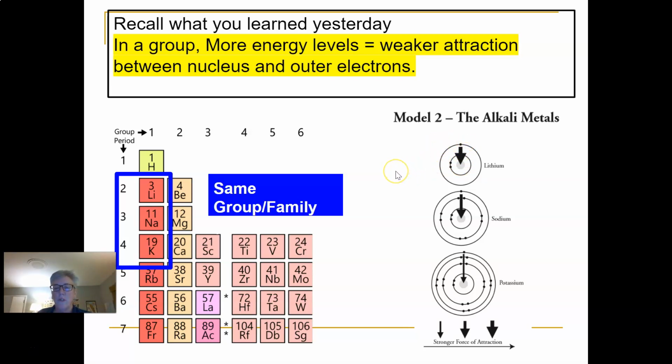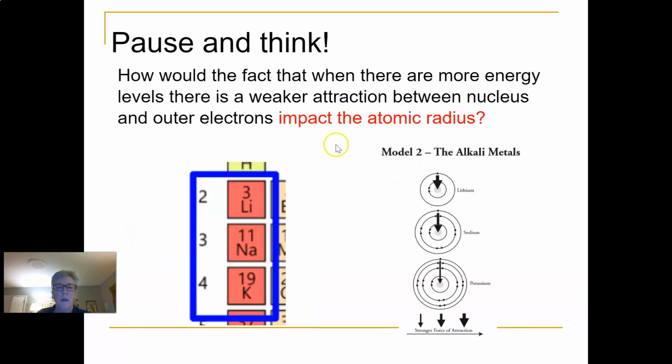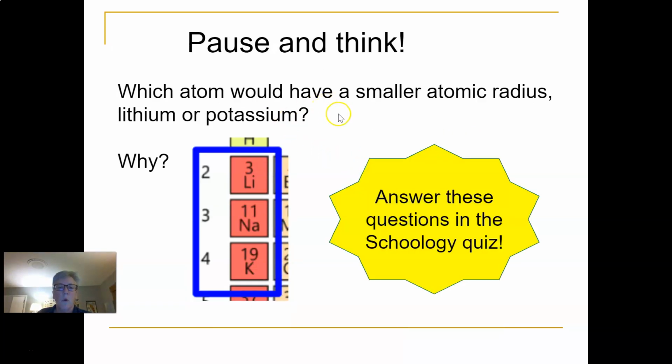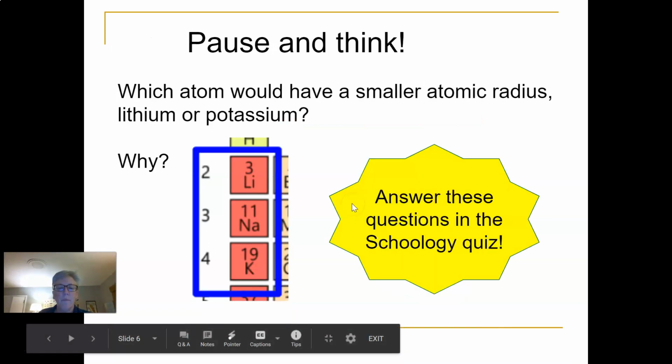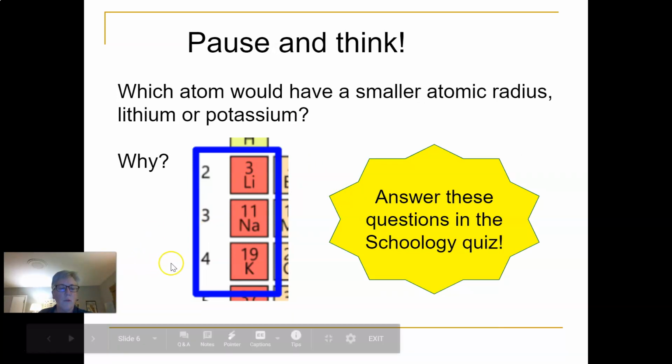Okay, so the question is then, how is that force difference going to impact the atomic radius? Okay, so in other words, what atom do you think is going to have a smaller atomic radius, lithium or potassium? Okay, and this has to do with the relative strength of the attractive force. Okay, so look back here if you need to and make a prediction about which of these things is going to have a smaller atomic radius, lithium or potassium. Okay, and then you can answer that question in the Schoology quiz.